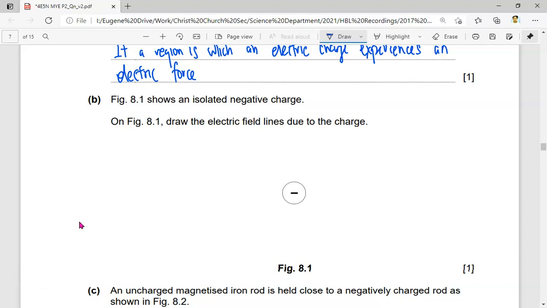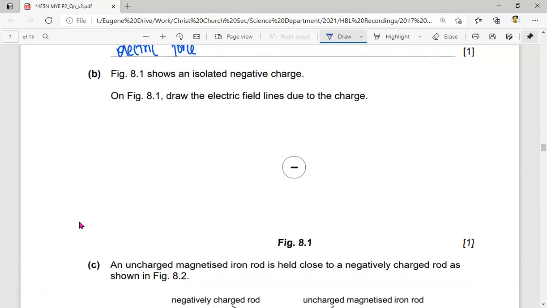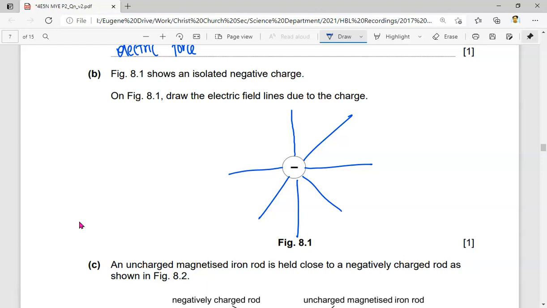Now, part B. Figure 8.1 shows an isolated negative charge. Draw the electric field lines due to the charge. If it's a single charge, it's actually quite simple to draw. Please use your ruler to draw this. I'm just using freehand for speed's sake. It will radiate outwards. My general take is always to draw up, down, left, right, diagonal left, diagonal right, stuff like this.